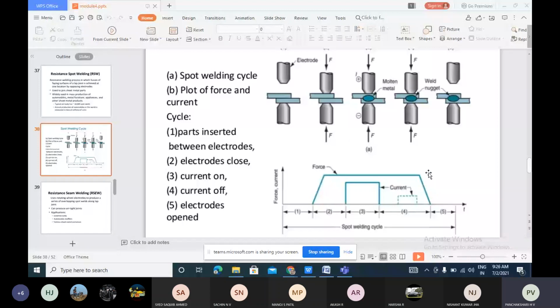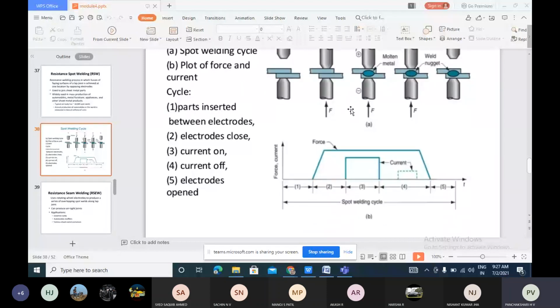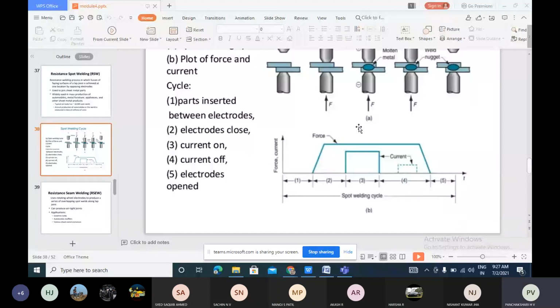So you have to draw these 5 steps. While explaining this, you need to draw this diagram neatly. Then you can do the stepwise explanation. You need not remember much, because if you remember this diagram, it is very easy to explain. This is the electrical spot welding, resistance spot welding.